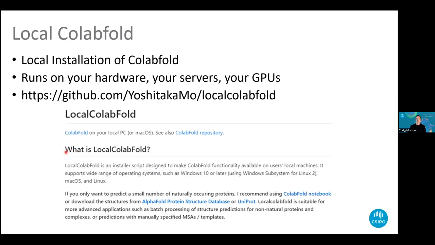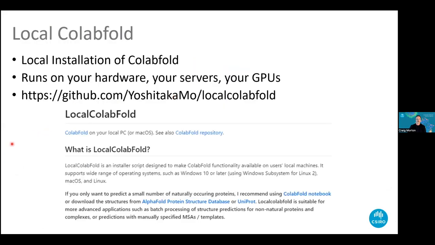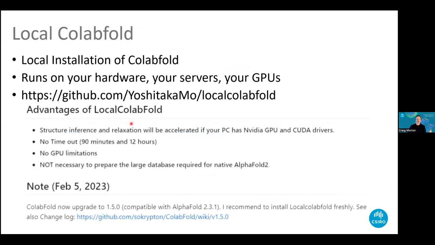You can, of course, install ColabFold locally. So you can have this simple interface for AlphaFold on your own hardware, your own servers, by going to that GitHub location and downloading and installing it. The advantages of a local ColabFold is there's no timeout, which you can get through the Google clusters that you access. There are no GPU limitations. It uses whatever hardware you have. And it's upgraded to the latest version.